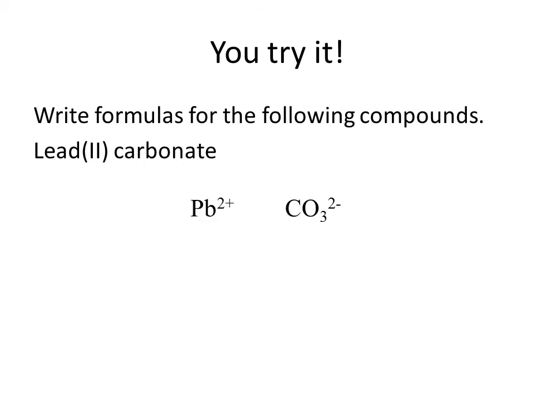Okay, for lead 2 carbonate, the lead 2 says that you have a 2 positive charge on the lead. Carbonate, we can look up the formula for it and find that it is CO3 with a 2 minus charge. When you combine these two ions, they combine in a 1-to-1 ratio because they have the same charge. So we just write lead carbonate in this manner.